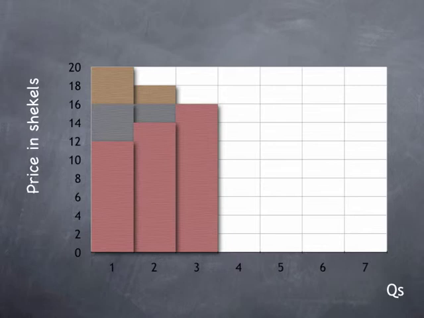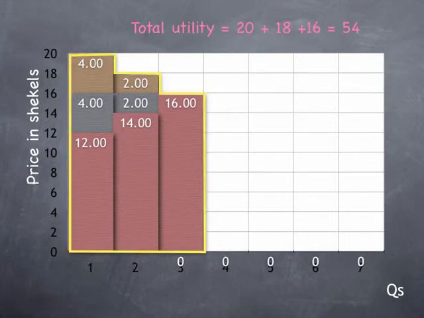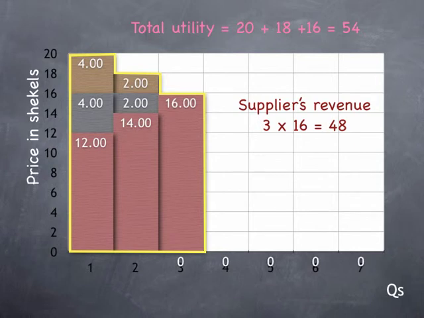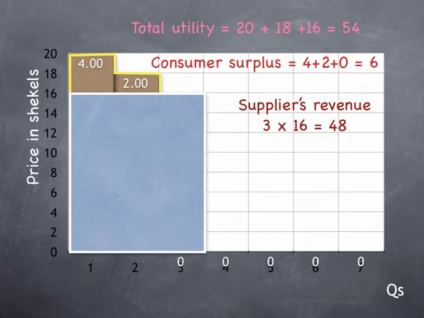Now, let's look at supply and demand together. The total amount of usefulness enjoyed by the consumers is therefore 20 plus 18 plus 16, which equals 54 shekels. However, the consumer only pays 3 times 16 shekels, which equals 48. Therefore, the total consumer surplus is equal to 6 shekels.